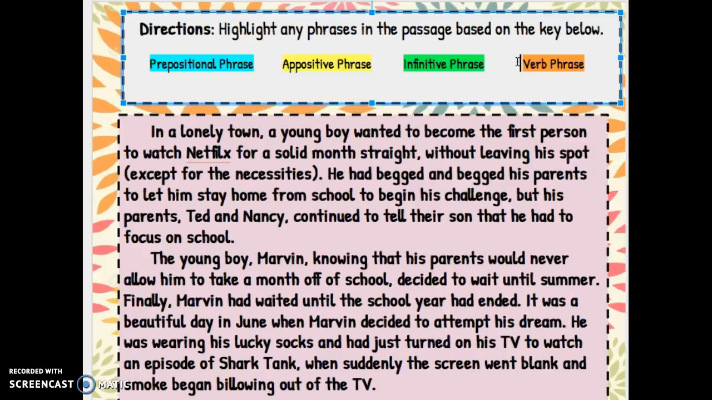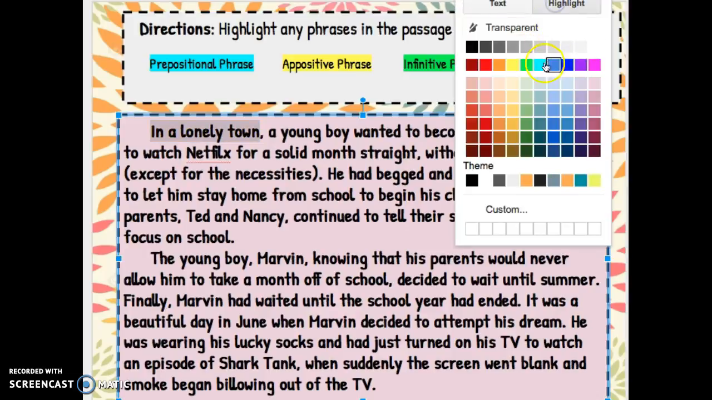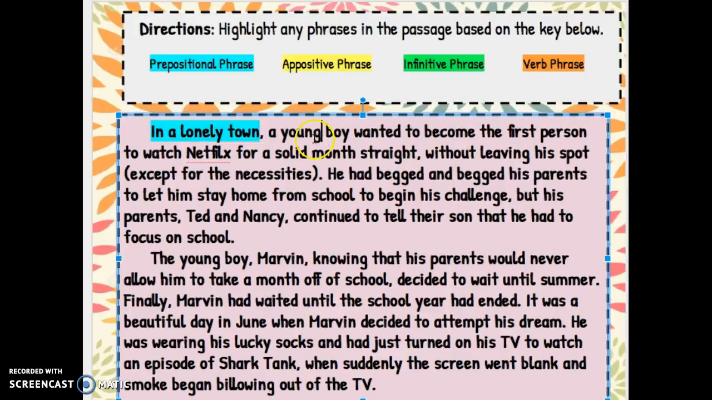So, we're going to take our blue highlighter first. We're looking for prepositional phrases. So remember, if you're not sure what a prepositional phrase is, pull out your notes, look at that cheat sheet so that you can go through and easily identify these, okay? So, as I'm looking, I can tell that in a lonely town, that's going to be 1. That's a prepositional phrase. A boy wanted to become the first person to watch Netflix. So I know to is a preposition. However, I also know that to plus a verb is an infinitive phrase. So I'm going to leave that be for now.